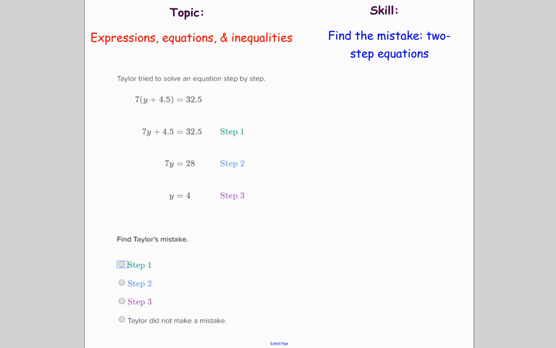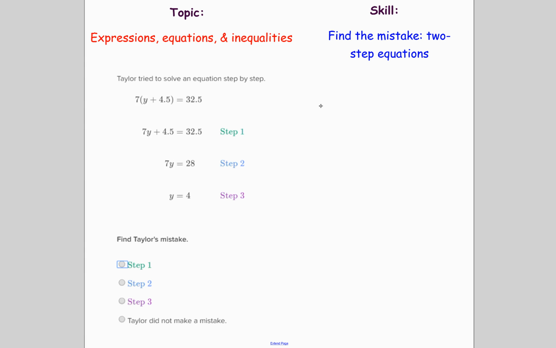Hey everybody, this video is on find the mistake for two-step equations. So here we have an equation: 7 times the quantity y plus 4.5 equals 32.5. We're going to solve the equation and see if there's a mistake.